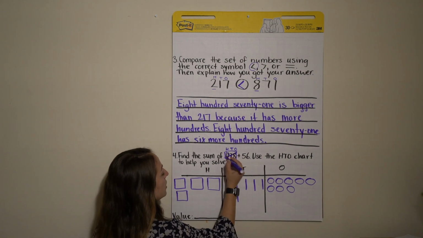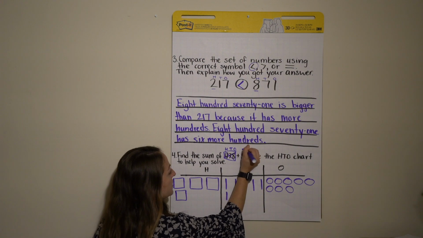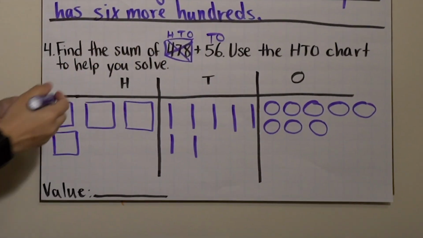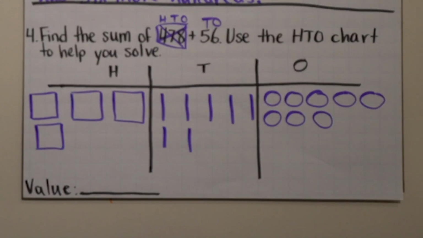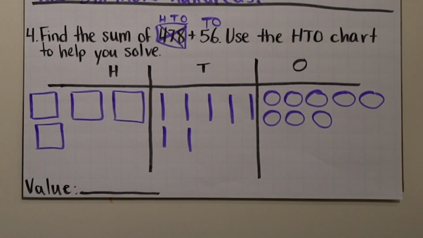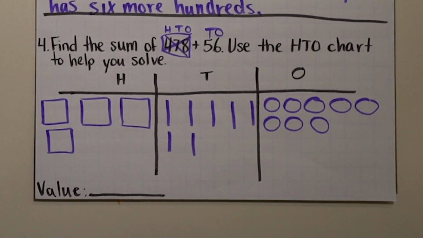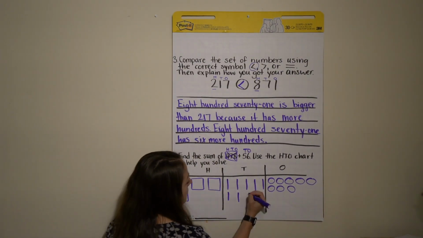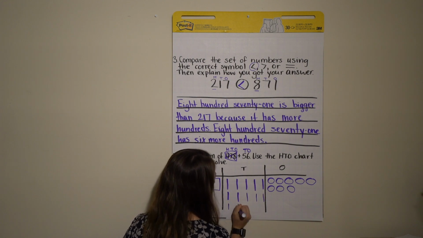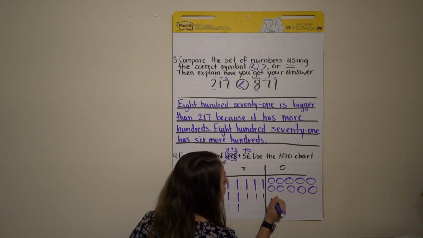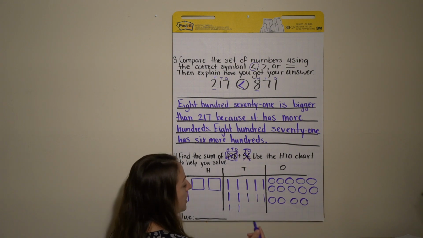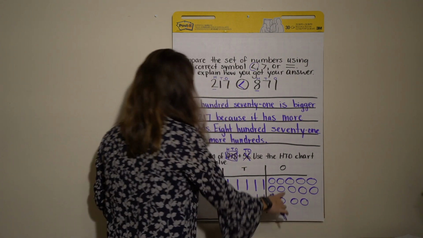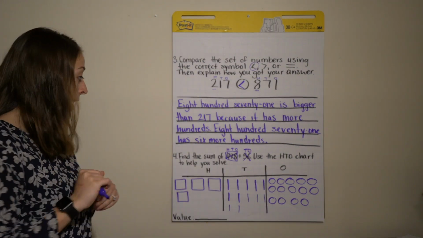Okay, so we're done with that. Now what you're going to do is you're going to draw 56, so we only have tens and ones for this one. All right, so we have five tens, one, two, three, four, five, and then six ones. One, two, three, four, five, six. Okay, so we're done doing that. Now we have to regroup. I am seeing that I can regroup my ones and my tens, so take the time to regroup now.